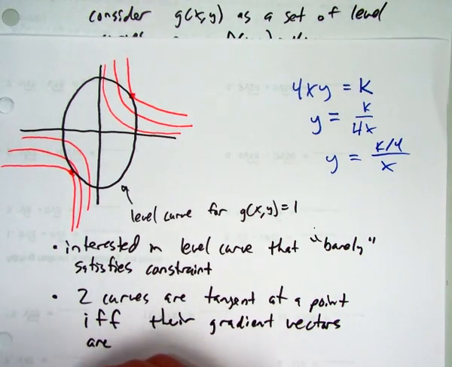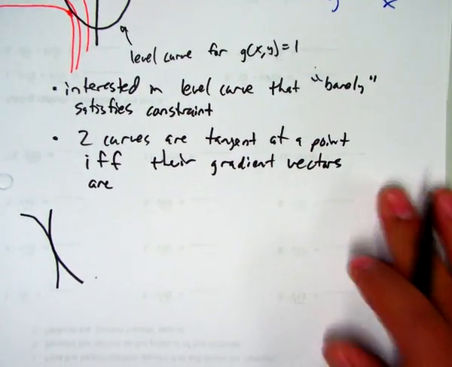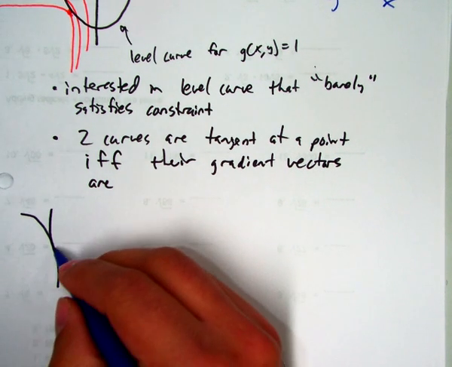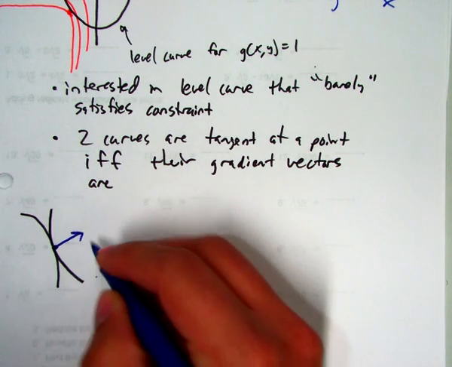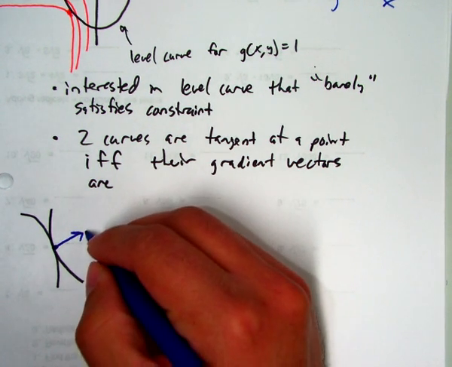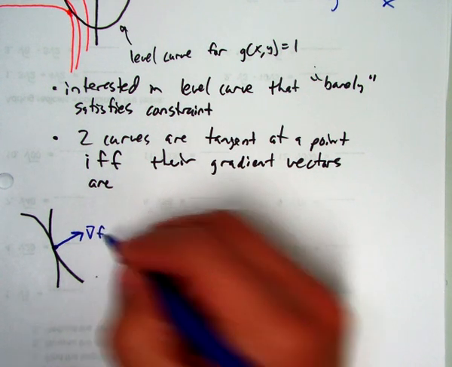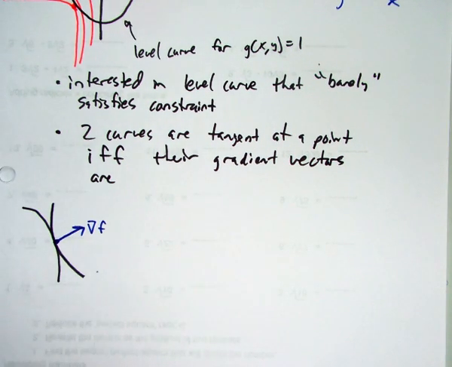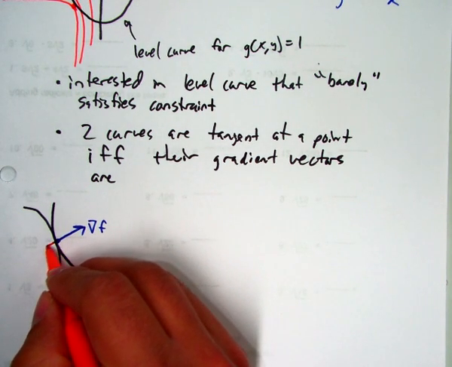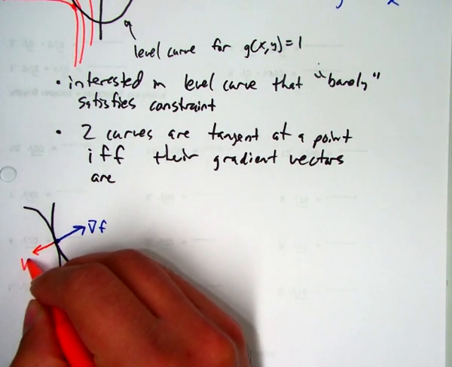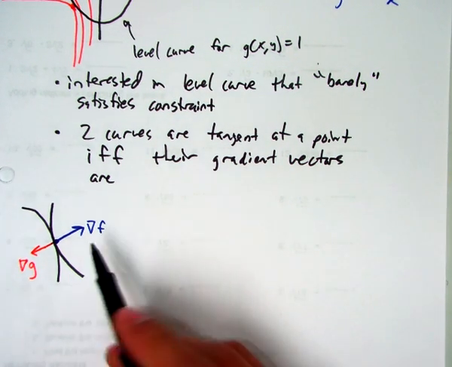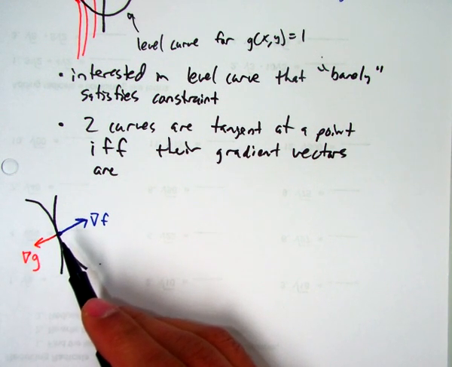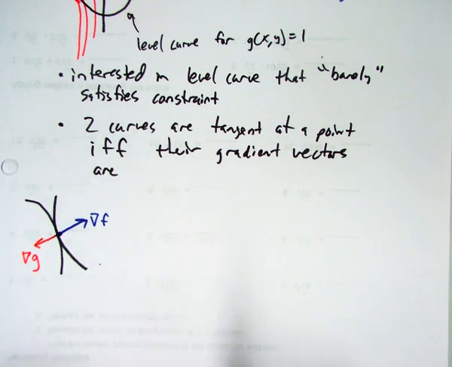If we have two curves, what do we know about gradient vectors? They're normal to each curve. So maybe the normal vector for the curve on the right looks something like that. Let's say this is the gradient of f. And then this gradient might look something like this. That would be the gradient of g. What do we know about these two gradients? They're parallel. I mean, they may be opposite, they may not, but they have to be parallel.